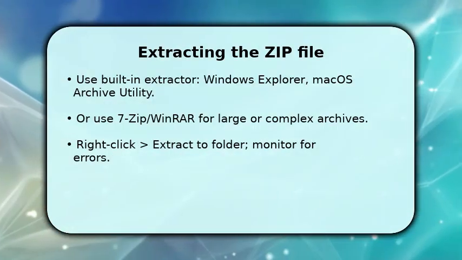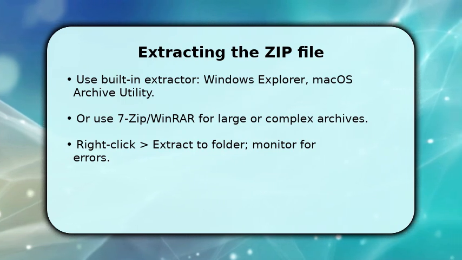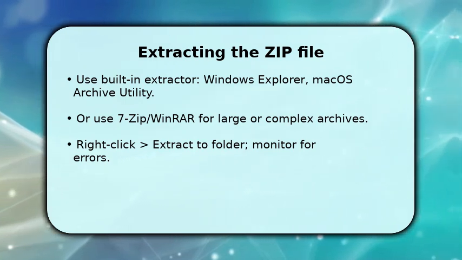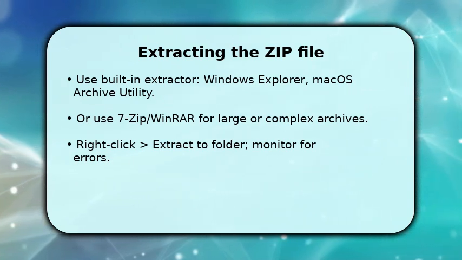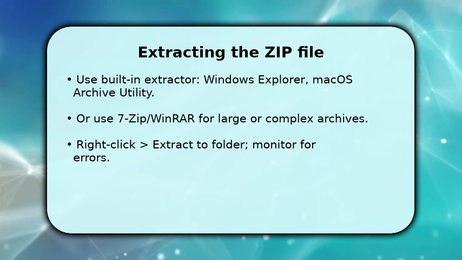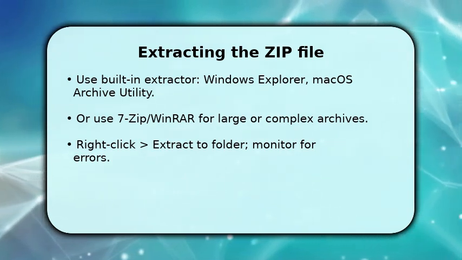You'll choose an extractor depending on your system and archive complexity. On Windows, open File Explorer and right-click the ZIP, then select Extract All. On Mac, double-click to use Archive Utility. If the ZIP contains many files or path length issues, use 7-Zip or WinRAR for better tolerance.